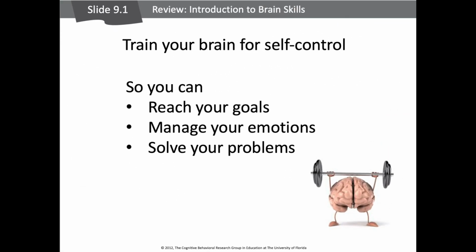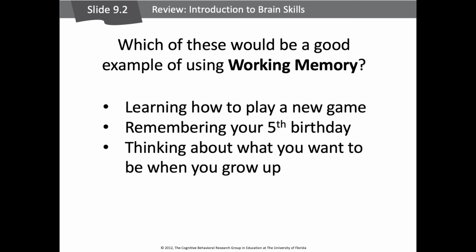In our past lessons, we've talked about how using working memory, shifting, and impulse control help us to have better self-control. Now, in Lesson 9, I'm going to give you 3 role plays. I want you to choose the one that is a good example for each brain skill. Which of these would be a good example of using working memory? Learning how to play a new game, remembering your 5th birthday, or thinking about what you want to be when you grow up? If you need to, you can pause the video to think about your answer and press play when you are ready.